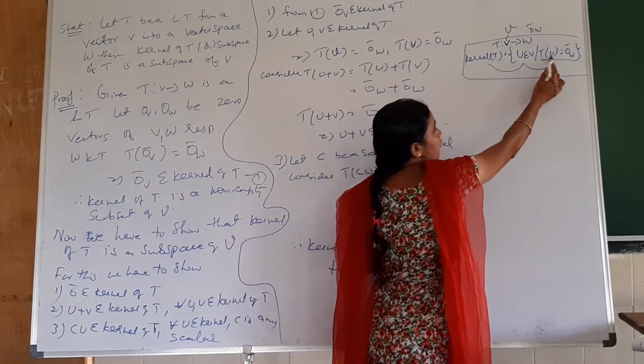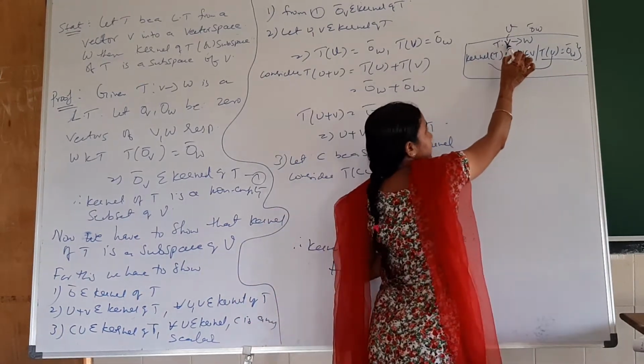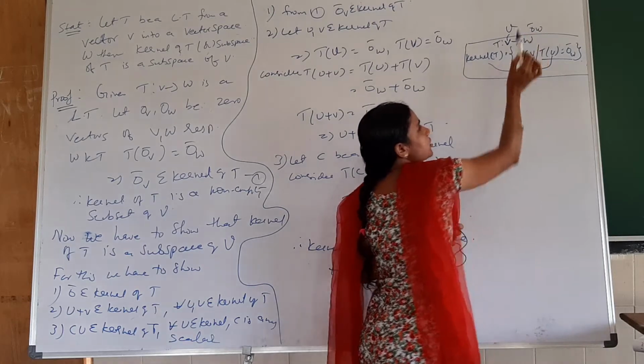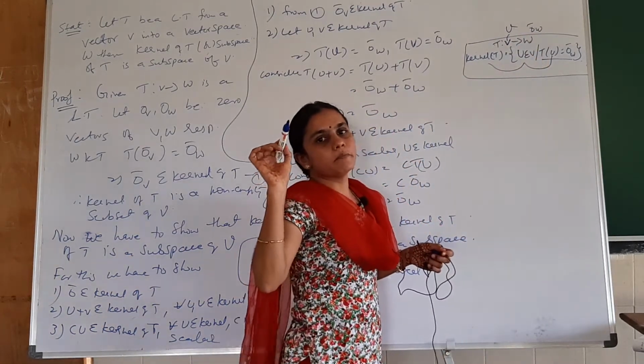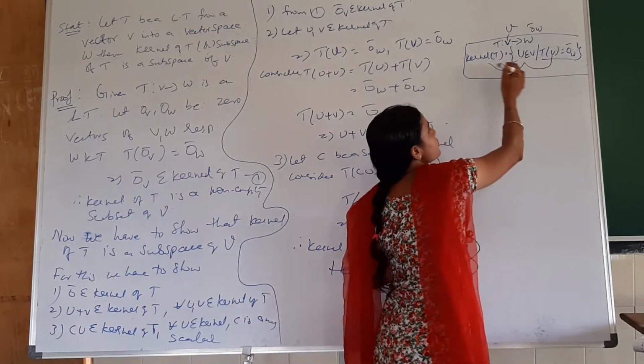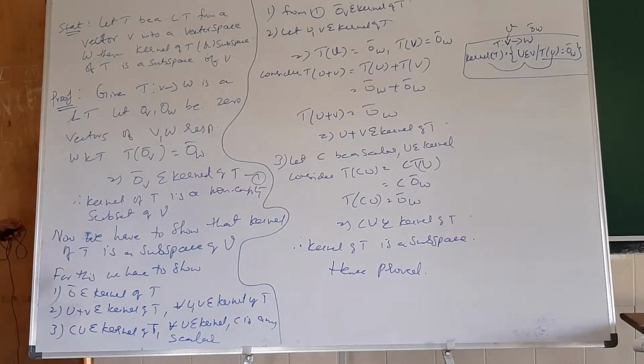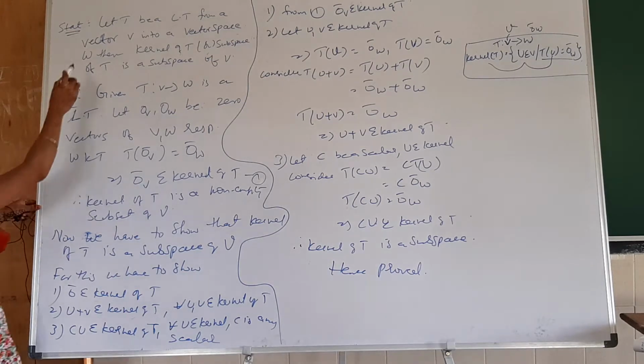Which condition? T of u is equal to 0 vector in W. T, taking an element in V, goes into W. In W, if it is mapped to 0 vector, then that u which is present in V goes into your kernel T. This is the definition of a kernel T. Let us deal with a theorem based on this kernel T today.